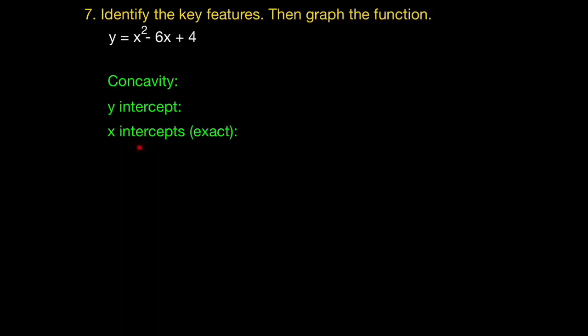Example number 7, identify the key features and then graph the function. So I'll begin by calculating these three first. So let's begin by identifying the a value, the b value, and the c value. The concavity, if the a value is positive, we're going to get concave up. If the a value is negative, we get concave down. Since we have a positive 1, we're going to say that this is concave up. The y-intercept for a quadratic that's in standard form is the coordinate 0, c. And here, the c value is 4. So the y-intercept is going to be 0, 4.